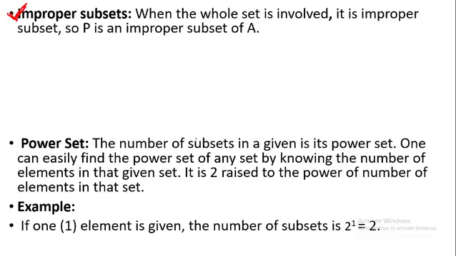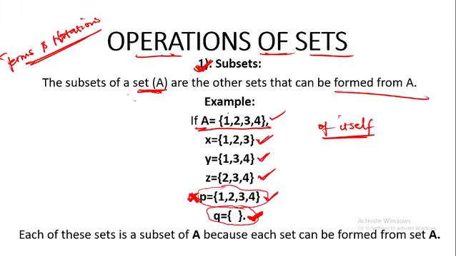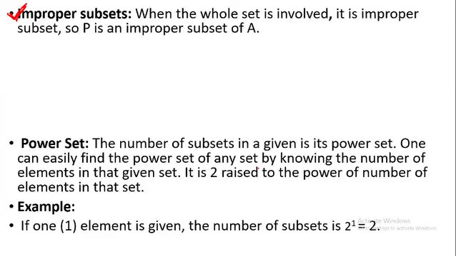Okay, then let's quickly look at the improper subset. The improper subset is the whole set which we brought out when we started. I told us that every set is a subset of itself. Now the set you brought out to be the subset, which is the original set, is what we call the improper subset. That's why we said when the whole set is involved, then it is an improper subset. So P is an improper subset of A.